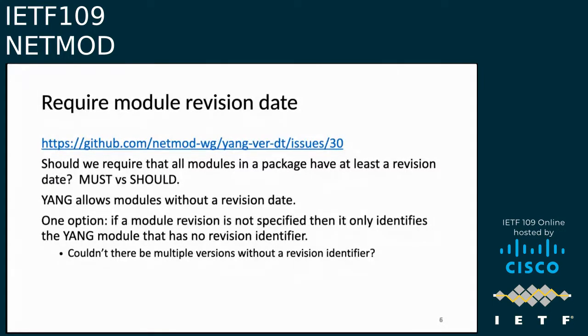And then whether the package should require the module revision date. Right now, we don't mandate that a package have the revision date, but YANG allows modules without a revision date. So we'd like to hear more feedback from the working group, whether there could be some options or suggestions on this. But there could be some issues, in that there could be multiple versions without a revision identifier for some YANG modules.